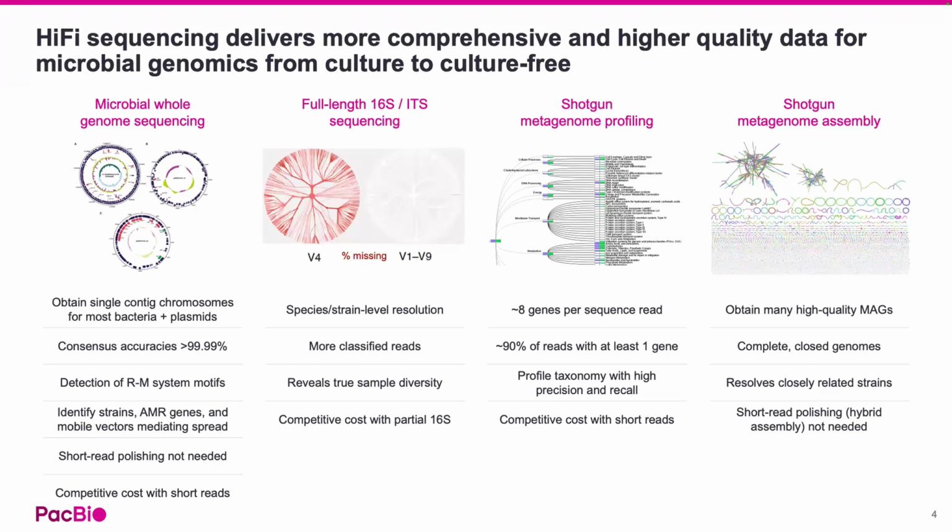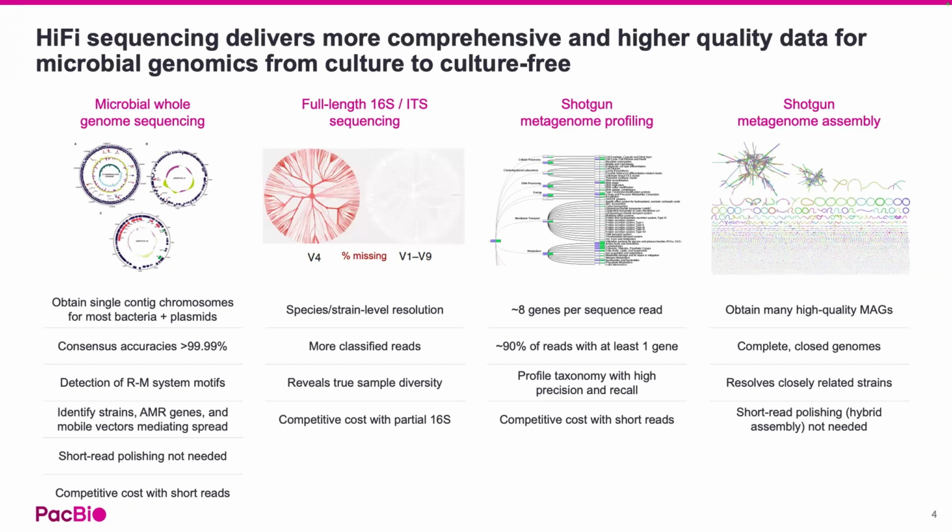The next application is full-length gene sequencing for microbiome research. So this can be 16S for bacteria, ITS for fungal, 18S for microeukaryotes. You can also sequence full rRNA operons, so like 16S, ITS, 23S, for example, for bacteria. And what this gives you compared to partial gene short read based approaches is you get more classified reads. Drastically more reads are being classified, and importantly, those are being classified down to species and strain level.